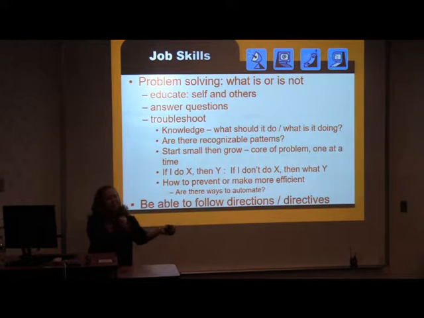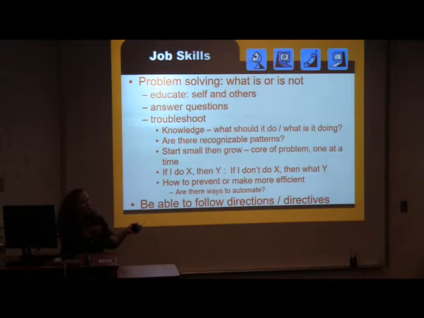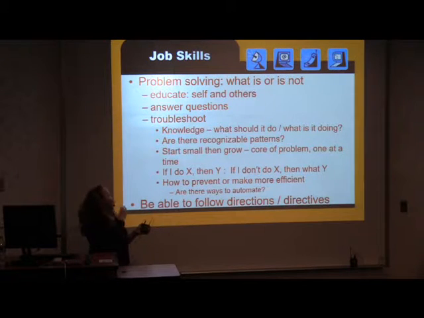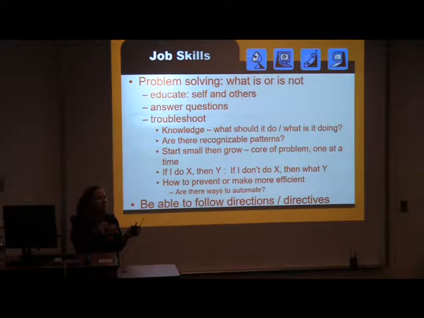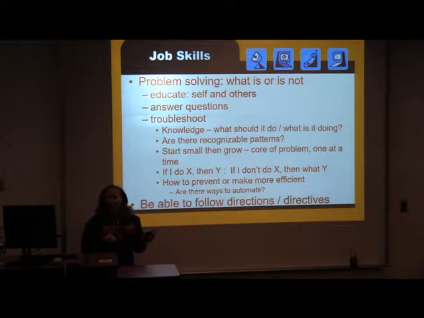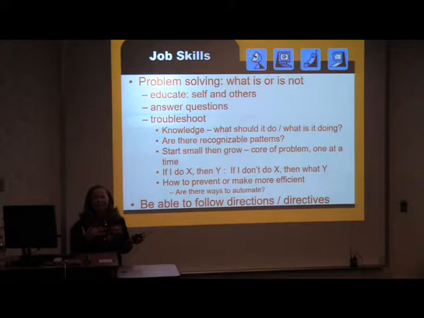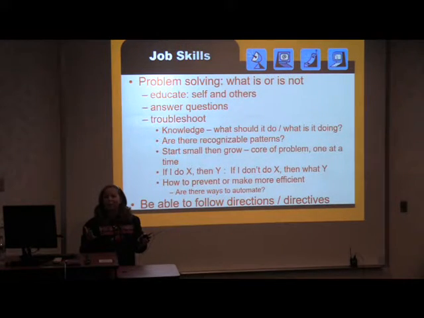So what kind of job skills do you need to have? Problem solving is huge, obviously. That is what we're doing all day long. But what's interesting for me is determining these two things. Sometimes it's more important to know what the problem is not than to know what the problem is. And having a set way of thinking when you're going into something doesn't help you solve the problem.